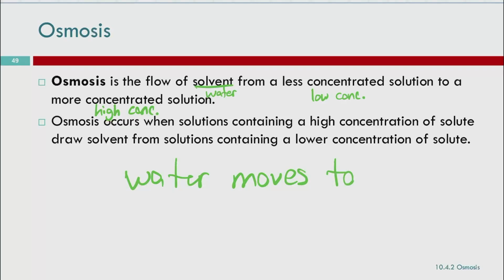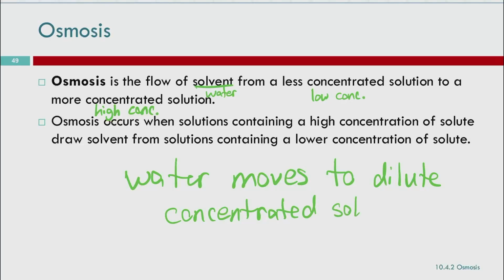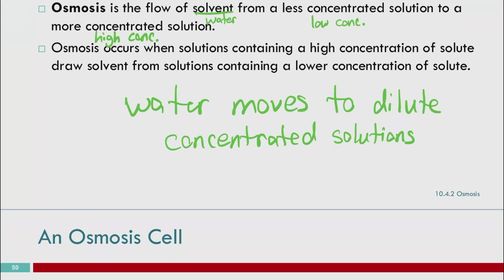Water moves to dilute concentrated solutions. That's what's happening in osmosis. So if you've got really salty water and not very salty water, the water will flow from the not salty water to the very salty water until they reach the same saltiness or salinity. That's what's happening in osmosis.